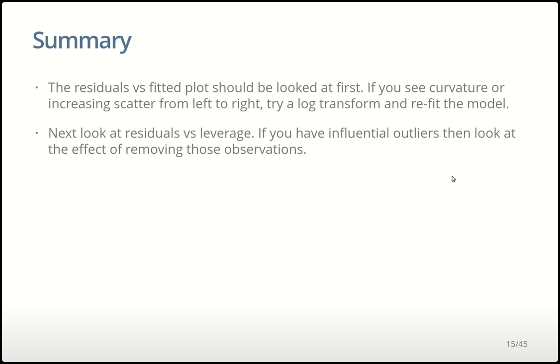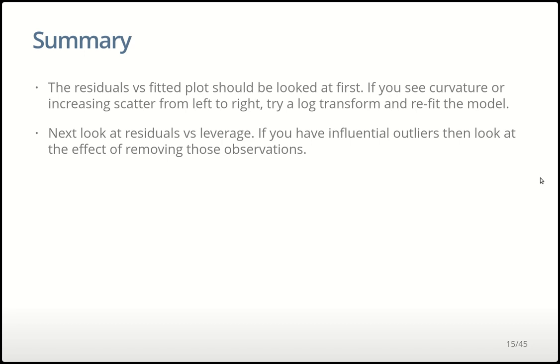Okay, if you do find that you've got influential outliers, then the best thing to do is just remove those outliers, refit the same model, and assess for a change. If you don't get much of a change, then it doesn't really matter, right? Your results are robust to whether those influential outliers are included or not.